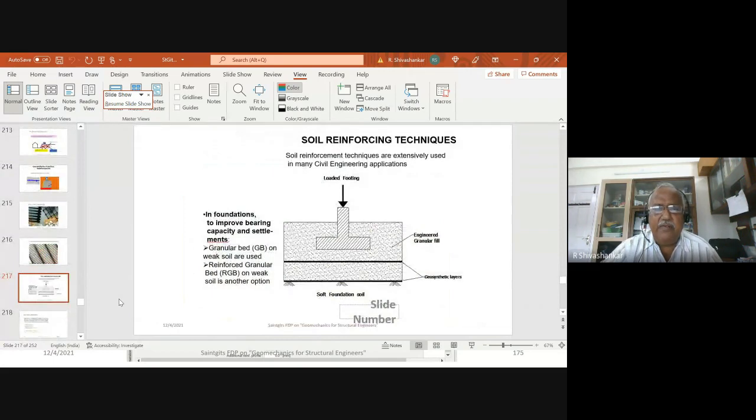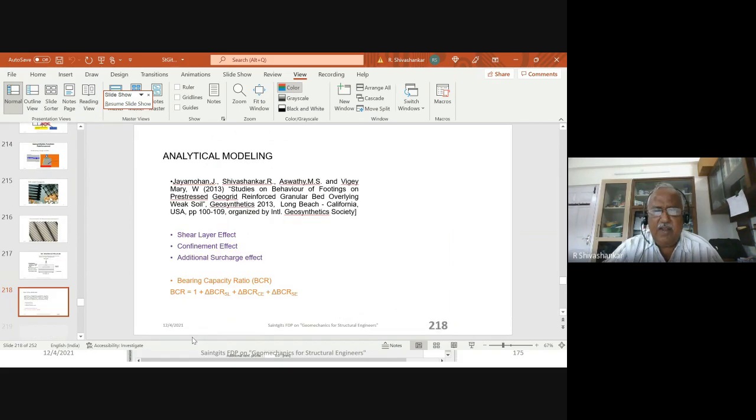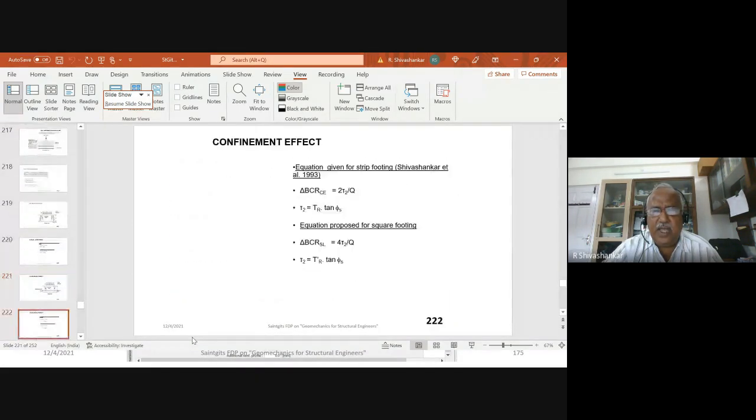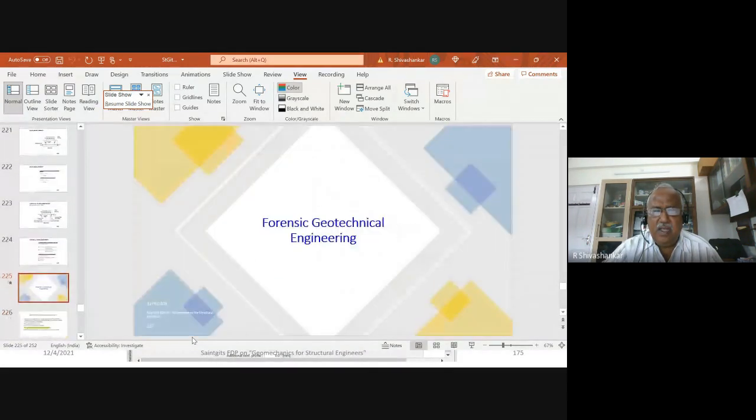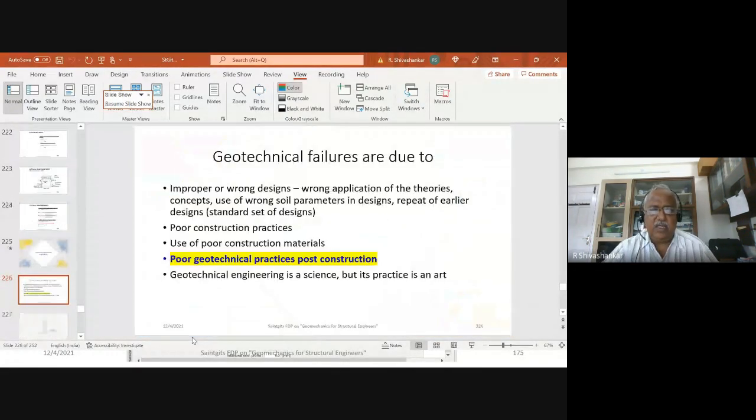And also you can have reinforced foundations. Just like I told you in our lab, in our practical study with the shake table, we used a geosynthetic layer beneath the foundation. So we had developed some equations for that. And one last thing I would like to say.